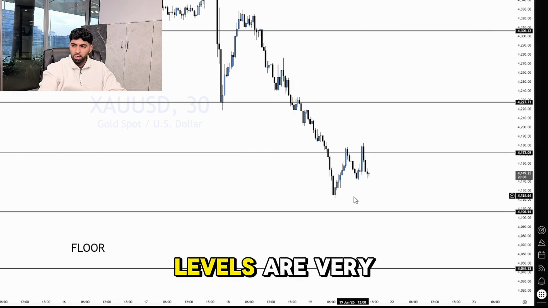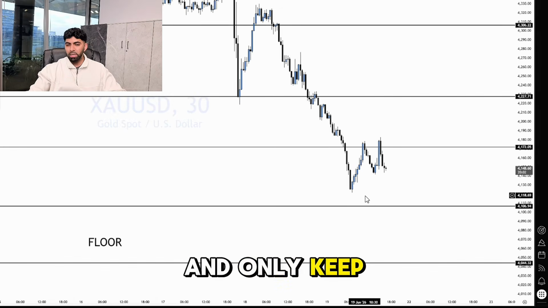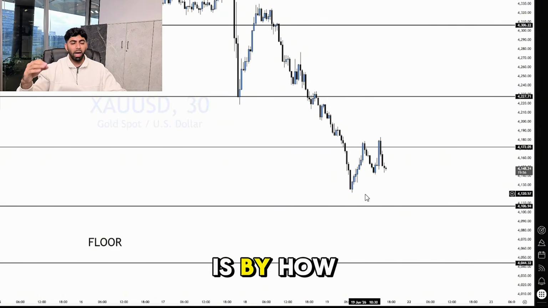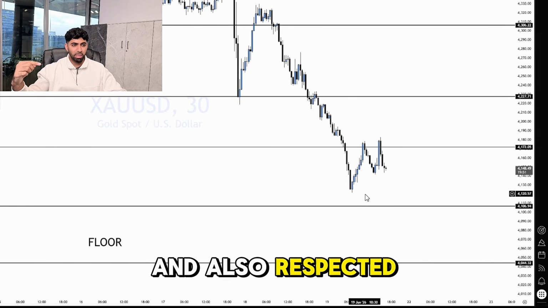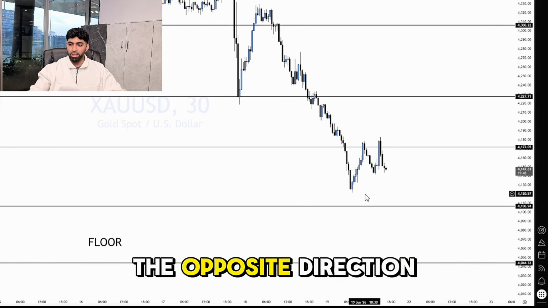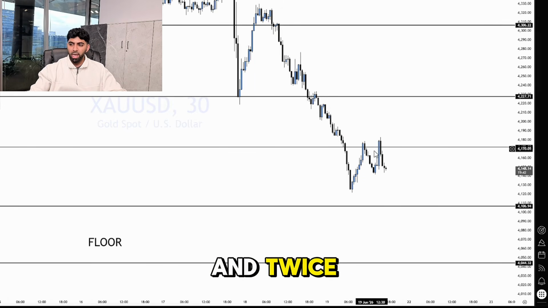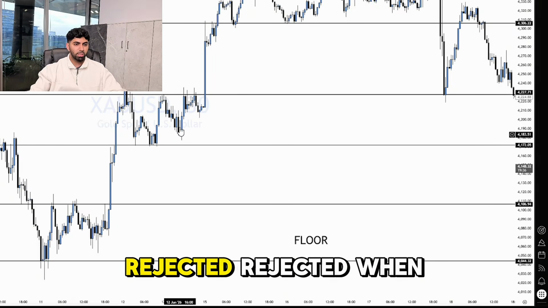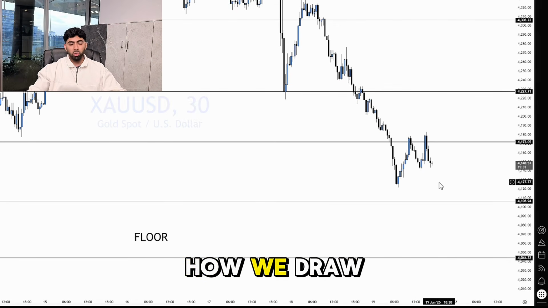So if you see that the levels are very close to each other, just try and take out a few levels and only keep the levels that are the strongest. And the way to determine how strong a level is, is by how many times the market has gone to the level, tested it, respected that level, and then gone in the opposite direction. You can see over here, this level got tested once and twice, and it got respected as well. So you can now see that this level over here is a strong level because it got rejected. When it came here again, rejected again. So yeah, this is exactly how we draw in our levels of support and our levels of resistance.